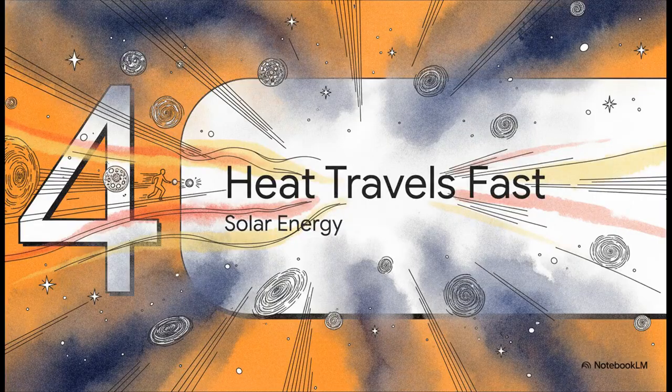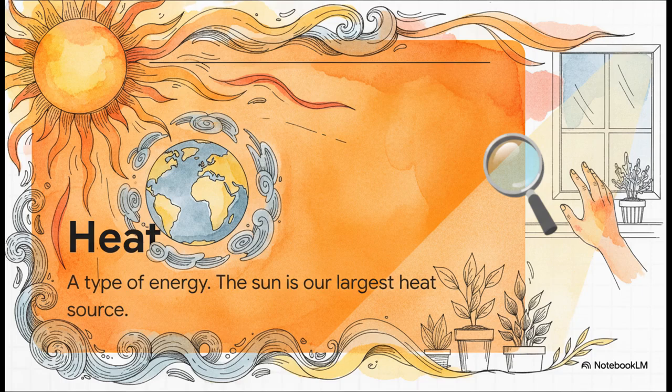All right, moving to Section 4, How Heat Travels Fast. Here, heat is clearly defined as a very specific type of energy. And more importantly, we pinpoint the ultimate monumental source of that energy for our entire planet. Yep, the sun. It serves as our absolute largest heat source. Literally everything, from the warmth on your skin on a summer day to the massive energy driving our global weather systems, it all traces back to this giant, fiery star at the center of our solar system.